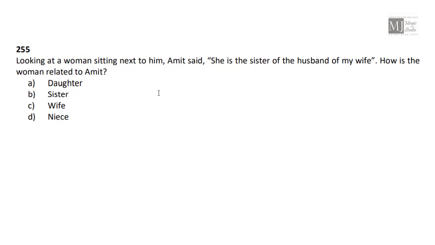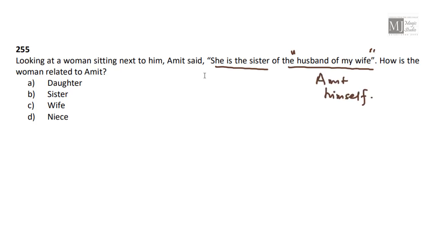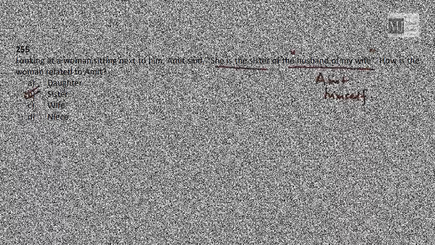Looking at a woman sitting next to him, Amit said, "She is the sister of the husband of my wife." How is the woman related to Amit? Now, when Amit says husband of my wife, that means Amit himself. So the woman sitting next to Amit is the sister of Amit.